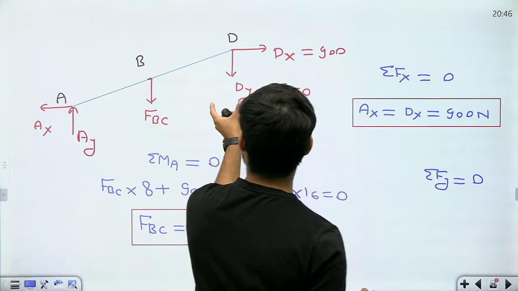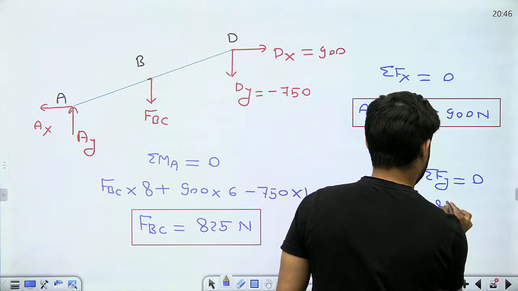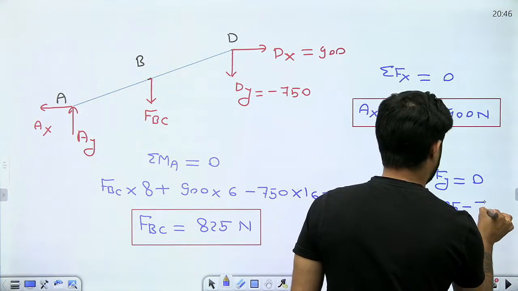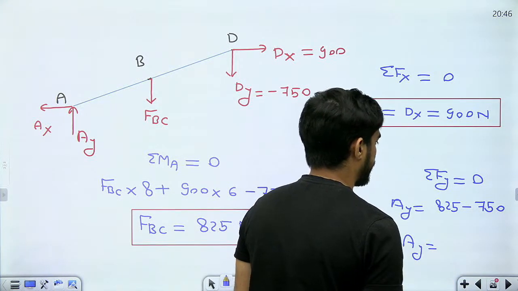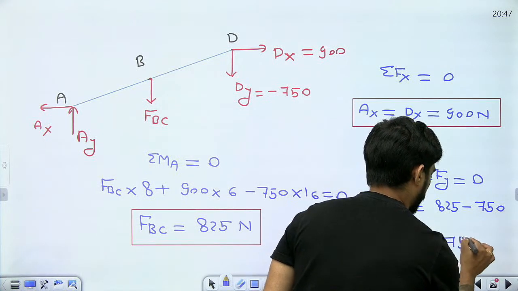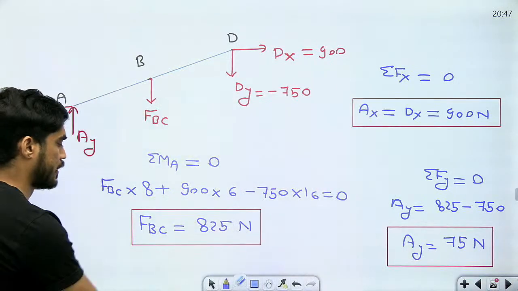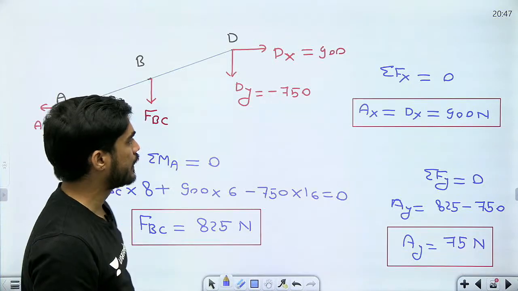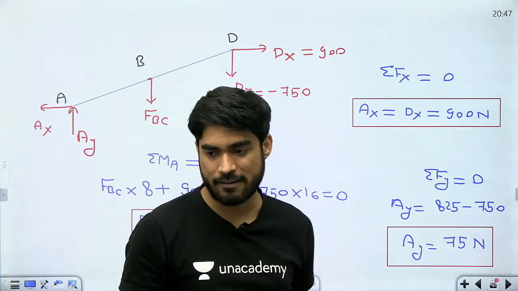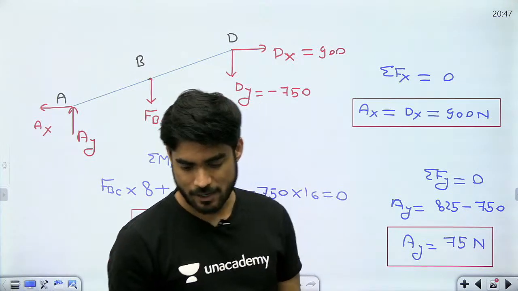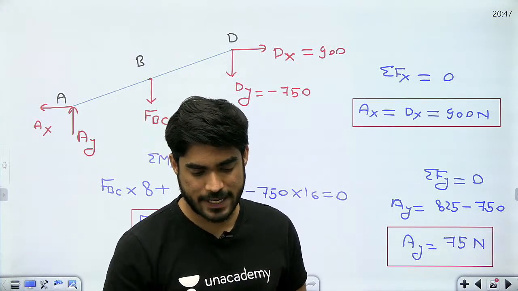Then apply summation of Fy equals to 0. So AY will be FBC plus DY, 825 minus 750. So AY will be equal to what? 75 Newton. And this is also positive, means the direction of AY is also correct. So we have calculated all the forces: DX, DY, AX, AY and FBC.